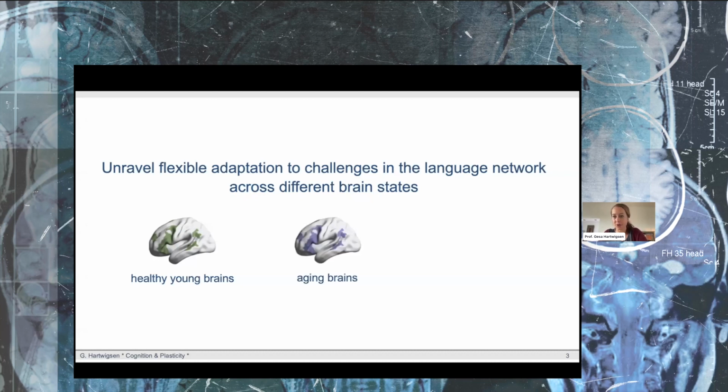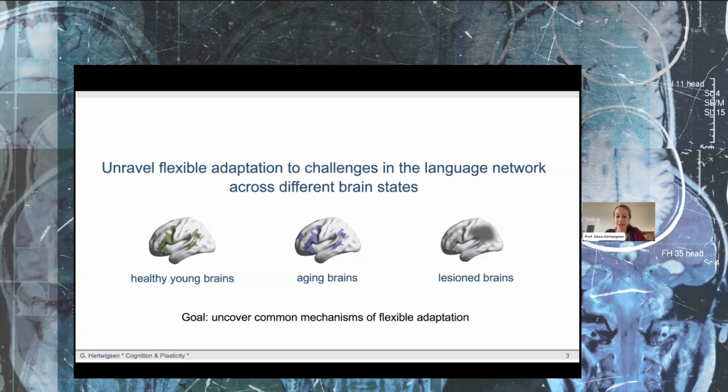In the aging brain, it is an ongoing debate which of the changes that we observe as we age reflect dedifferentiation, so the overall cognitive decline, and which of these changes may be beneficial and reflect compensatory adaptation to changing conditions and maybe less cognitive power. And finally, in lesioned brains, I'm very interested in changes due to successful recovery of functions, for example, after brain lesions such as stroke or brain tumors. So in essence, I want to uncover common mechanisms of flexible adaptation from healthy young to aging to lesion brain.